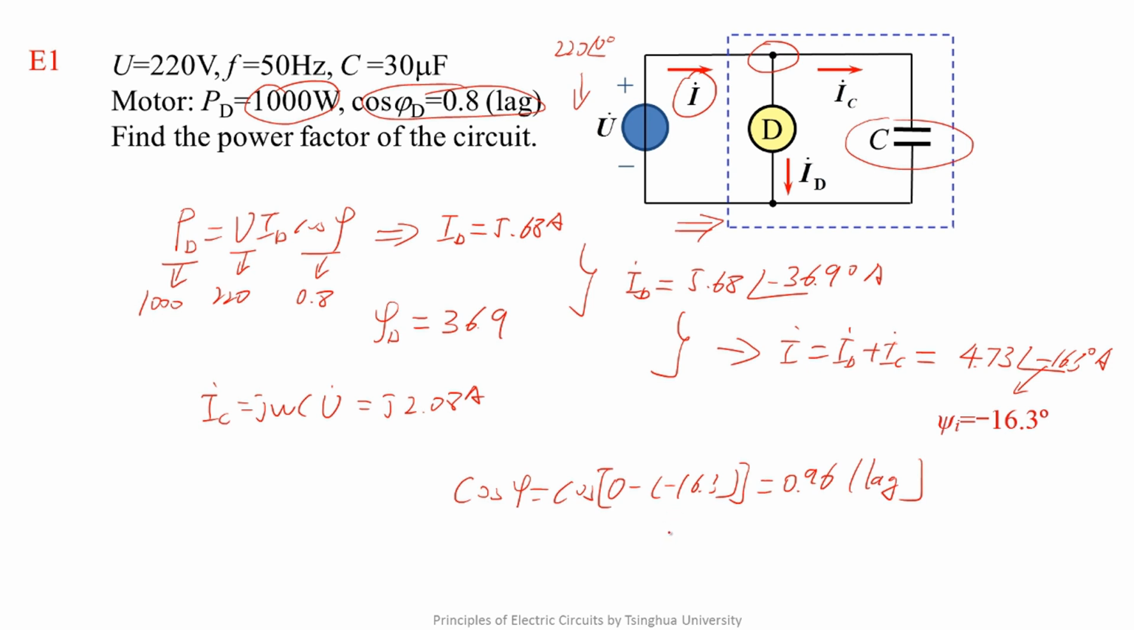Before continuing in the next part, we might as well do a little analysis. You see, without a capacitor, the power factor of the motor is 0.8 lag. After adding a capacitor, the power factor of the whole circuit changes into 0.96 lag. After we add a capacitor, the power factor seen from the power supply changed from 0.8 to 0.96. What's the actual meaning of that? We will give the answer in the next lecture.